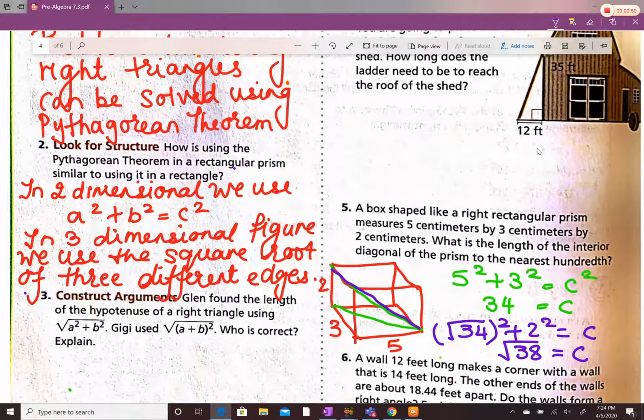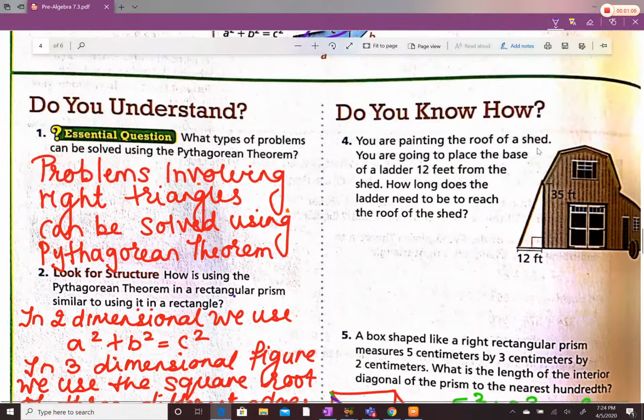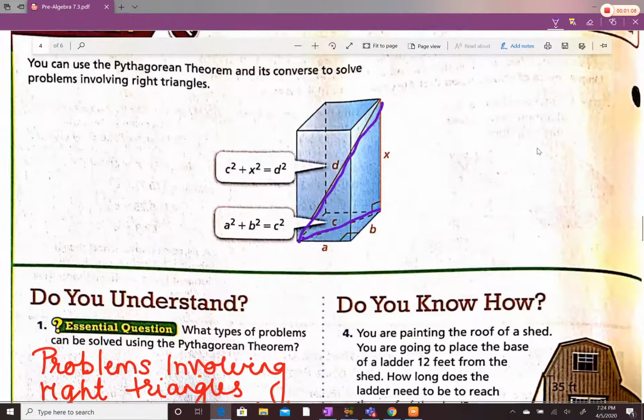How is using the Pythagorean theorem in a rectangular prism similar to using it in a rectangle? Now what happens is, when you're using it in a two-dimensional figure, you're just taking two legs, a squared plus b squared equals c squared, and you're done. But when it goes to the three-dimensional figure, you can see in this figure, first you need to take this side and find the c. With these sides you find the c, and then again take this as your a, take this as your b, and find this as a diagonal.